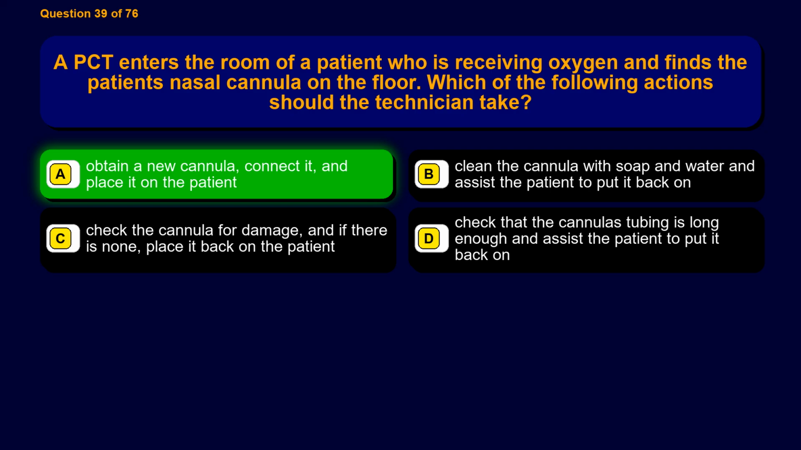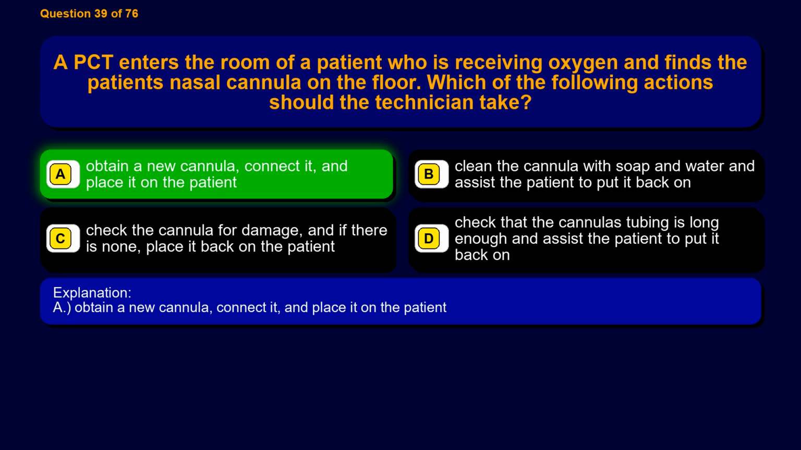The correct answer is option A. Obtain a new cannula, connect it, and place it on the patient. A. Obtain a new cannula, connect it, and place it on the patient.